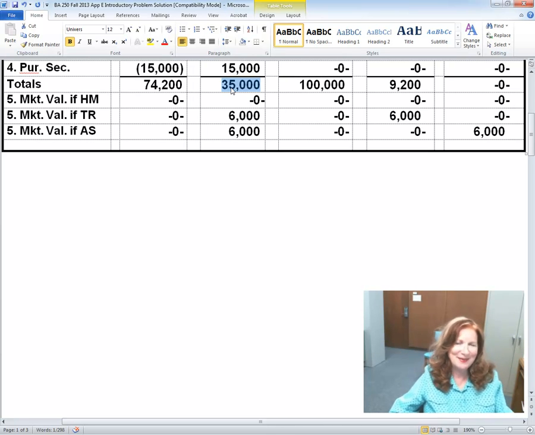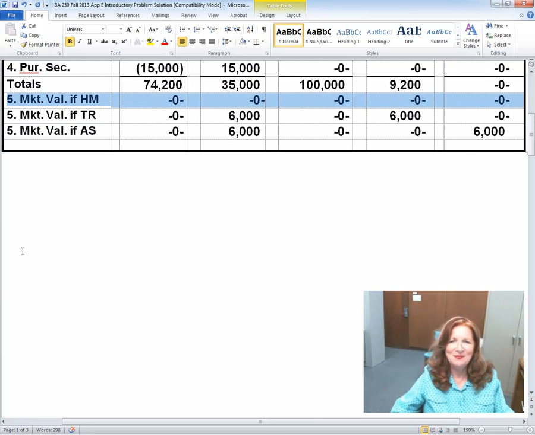What I liked about this exercise is we do some what ifs. So let's look at number 5. And number 5 here, if it's held to maturity, we don't recognize any of that 6,000, because held to maturity doesn't get to recognize any unrealized gains due to market value changes, because by definition we're holding these to maturity.